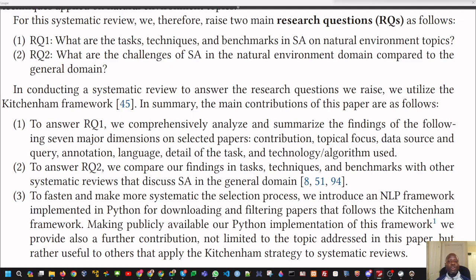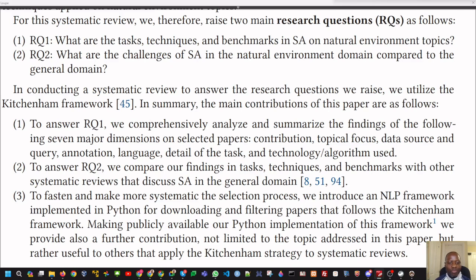Now they also identify contributions. What I might call, if you haven't seen it, the expected contributions. So to answer research question 1, they comprehensively analyze and summarize the findings of 7 major dimensions. So it's quite an interesting area. And also they compared the findings within the tasks, techniques, and benchmarks with other literature reviews as well. Of course, if they achieve these, they are more or less like objectives, isn't it?